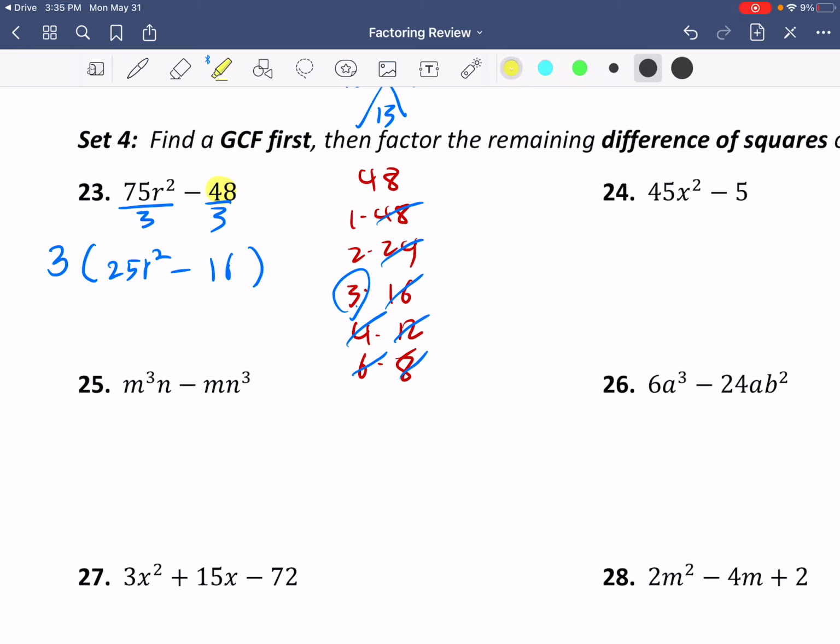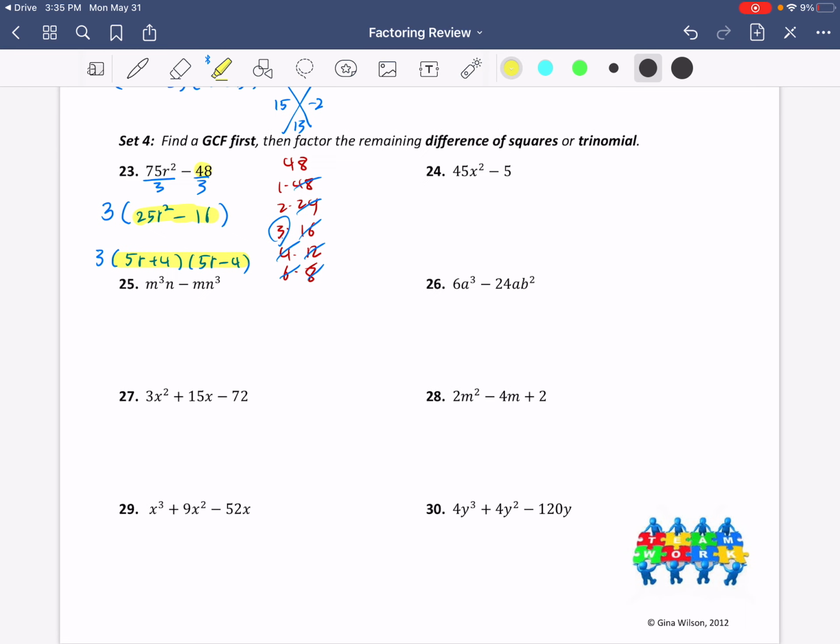And do you see this? You can factor this one further. This one will become 5r plus 4, 5r minus 4. Can you see that? You can factor it like that. And that's what factoring is. So you can try this using the same technique. Now let's get into this one, okay?